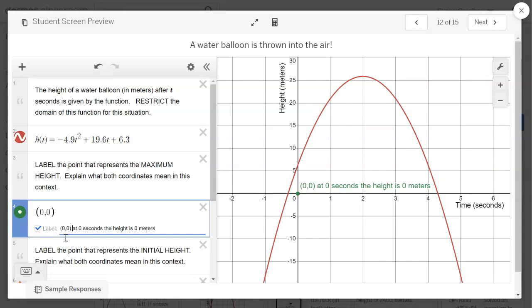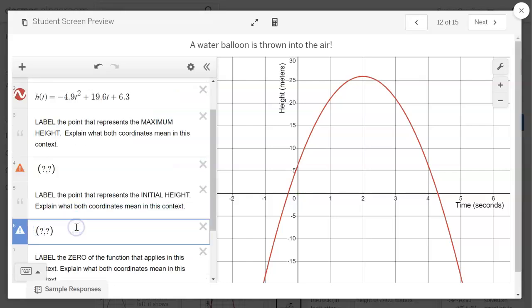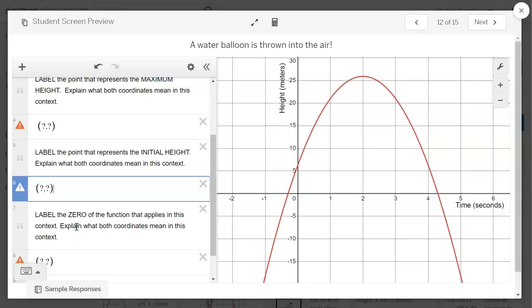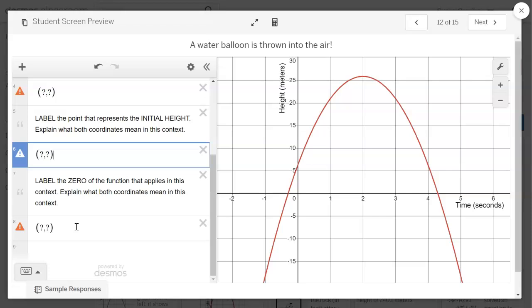Notice how it's on the graph. Of course, that's not the correct point. So anyway, they will type in their own there. The next point they're going to label is the initial height. So what point, what ordered pair on the graph represents the initial height? Explain what both coordinates mean. So there's two numbers in this point. I want to know what each one means.